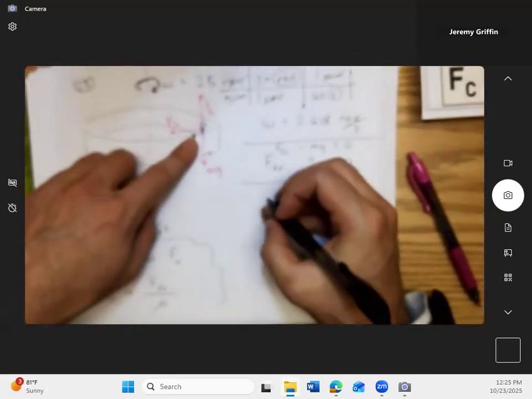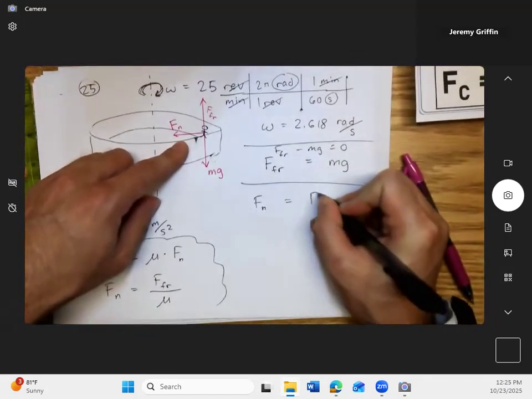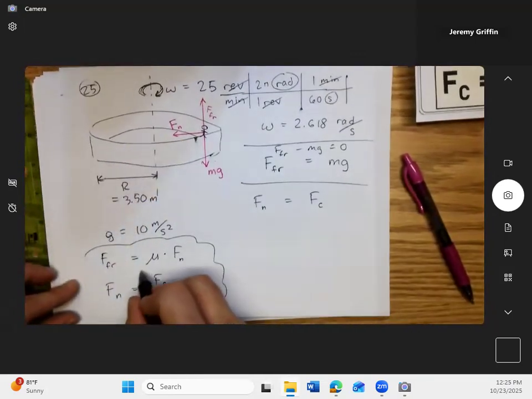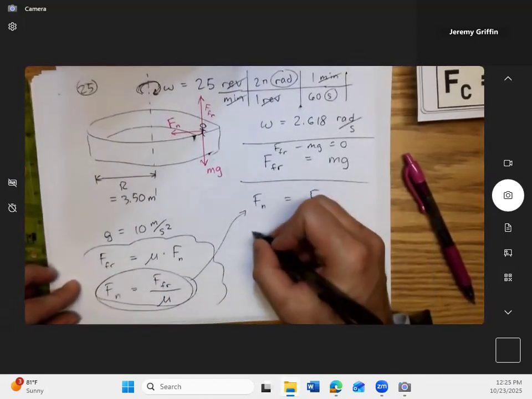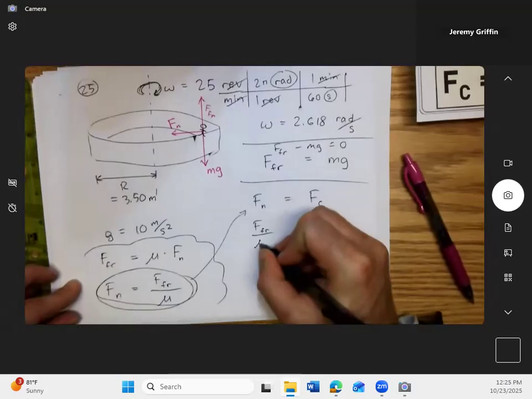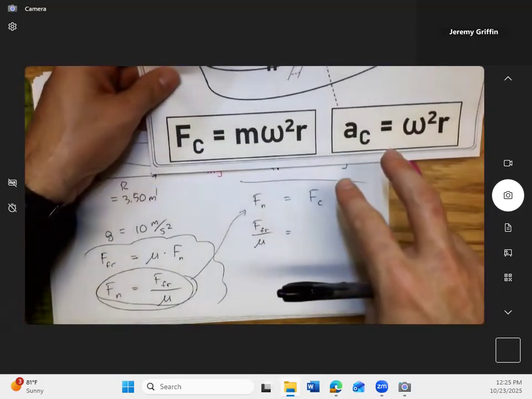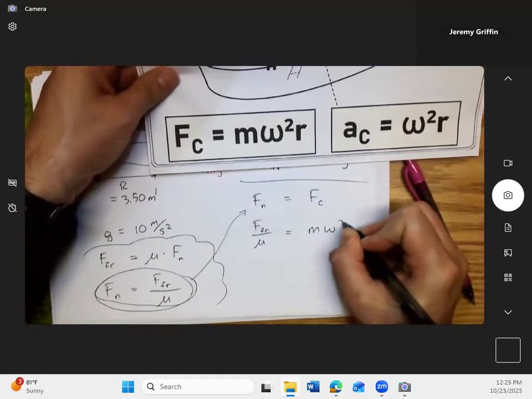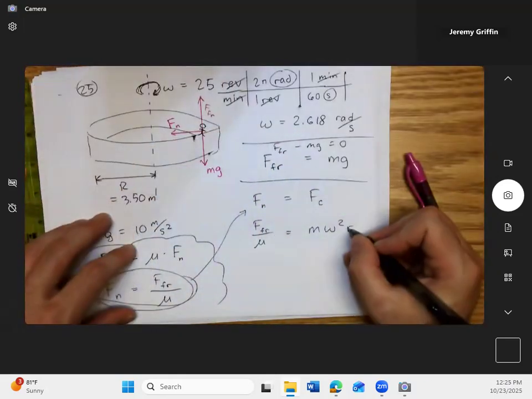So I'm going to say that this normal force is acting as the centripetal force. Now this normal force, I know, is equal to this expression right here, friction force divided by coefficient of friction. And the centripetal force, I can use this right here, m omega squared r. So now I have a way to include this omega that I found up here. I got that. It's r.